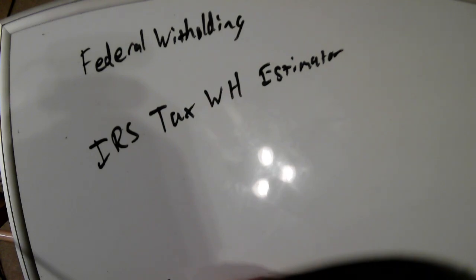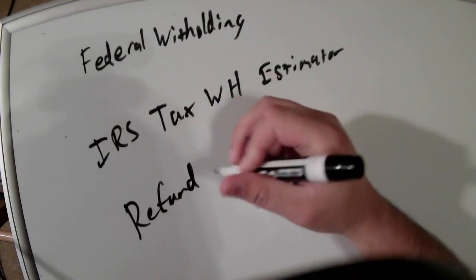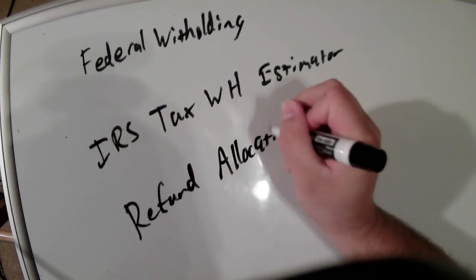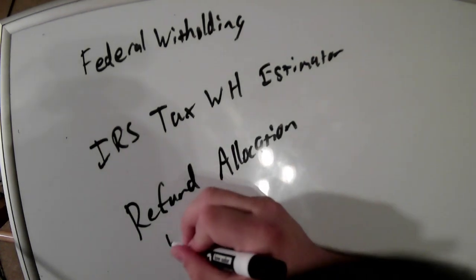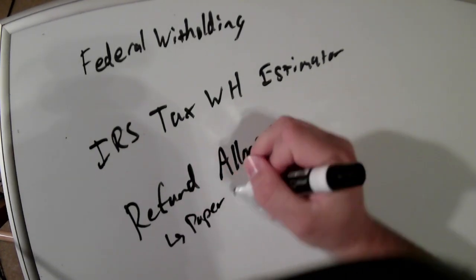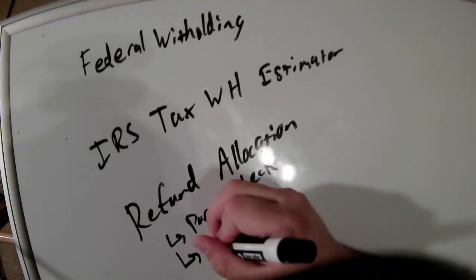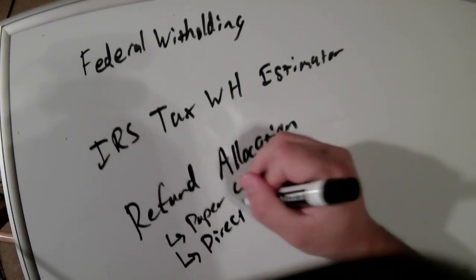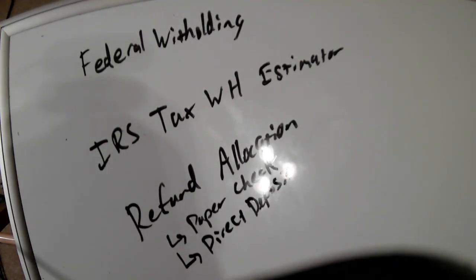And then there's a question about refund allocation. Basically, with your refund, that's when you pay too much taxes and the government is going to give you back some of your money. You have the option of getting a paper check, and they will mail it to whatever address you put on your tax return on the front page. Or you can request direct deposit. And there is a slot on the second page of your tax return to put all that information.